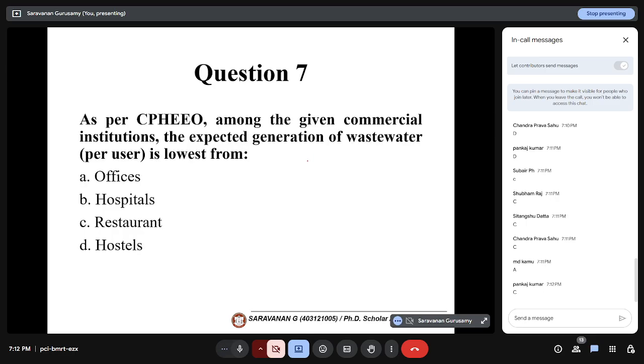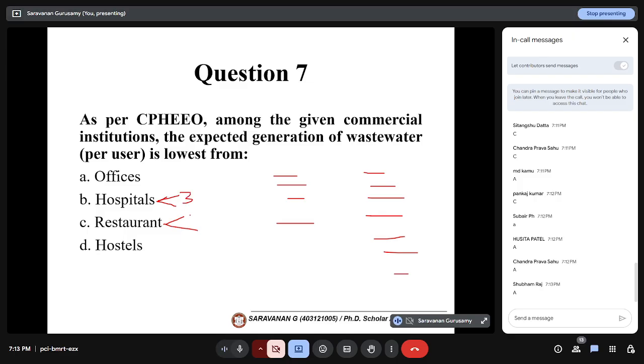As per CPHEEO, among the given commercial institutions, the expected generation of wastewater per user is lowest for. So we have institutional wastewater, right? For different institutions, we have different per capita wastewater requirements based on the CPHEEO manual. So which institution has less wastewater generation? Office, hospital, restaurant, hotels. So hospital requires a large amount of water for 100 beds and less than 100 beds. Restaurant also requires some, around 300, 350, 400 liters per day. Restaurants require 100 or 75 liters per day.